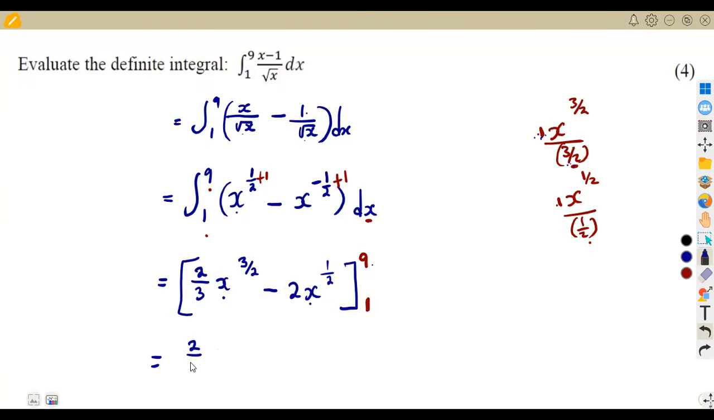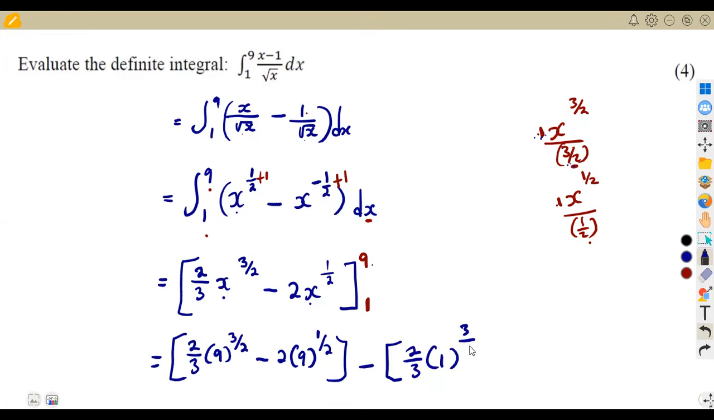So it's going to be 2 over 3. Wherever there is x, we substitute 9 to the exponent of 3 over 2, minus 2. In place of x, we substitute 9 to the exponent of a half. So this is what we are obtaining from the first part after substituting our upper limit. Minus, we substitute the lower limit. In place of x, we are substituting 1. So it's going to be 2 over 3 into 1 to the exponent of 3 over 2, minus 2 into, in place of x, we substitute a 1. So that's 1 to the exponent of 1 over 2.